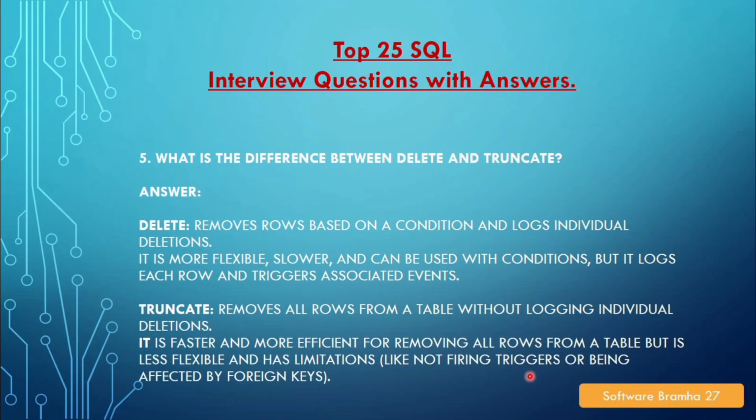Next question. What is the difference between delete and truncate? Delete. It removes rows based on a condition and locks individual deletions. It is more flexible, slower, and can be used with conditions, but it locks each row and triggers the associated events. Truncate removes all the rows from a table without logging individual deletions. It is faster and more efficient for removing all rows from a table, but is less flexible and has limitations like not firing triggers or being affected by foreign keys.